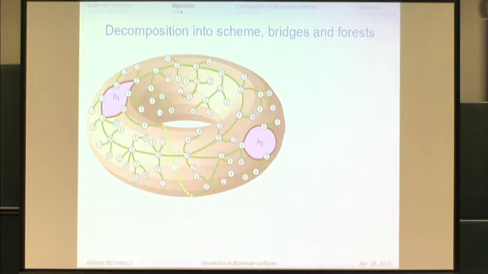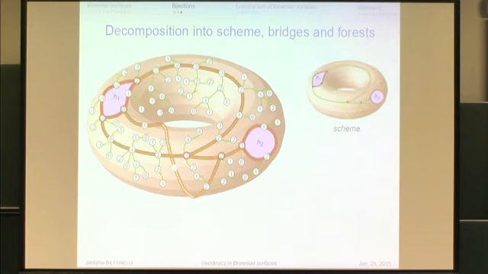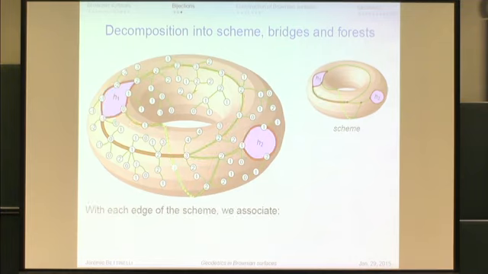Here it's a bit more complicated, but if you look closely, you can actually see an underlying structure. Somehow it's the structure of cycles. It's also somehow the homotopy type of the surface. And on this underlying structure called the scheme, you have extra things. So for example, if I take this edge of the scheme here, it corresponds to this chain of edges in the map.